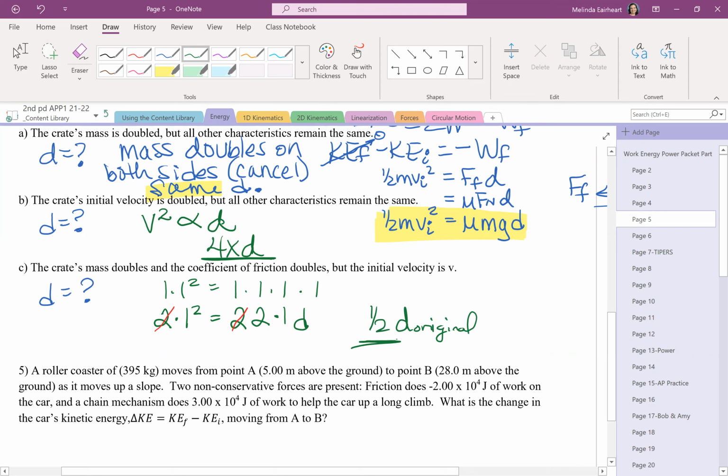Good there? I know these problems aren't student favorites, but you got to be ready for it. You got to be practiced for it. AP loves the proportion, okay?